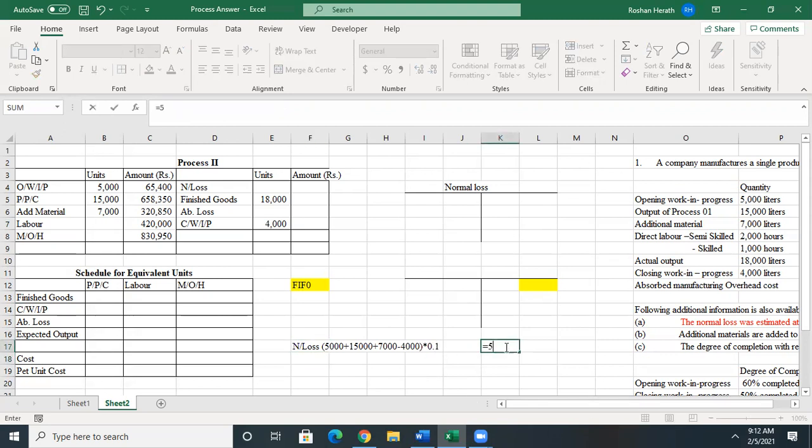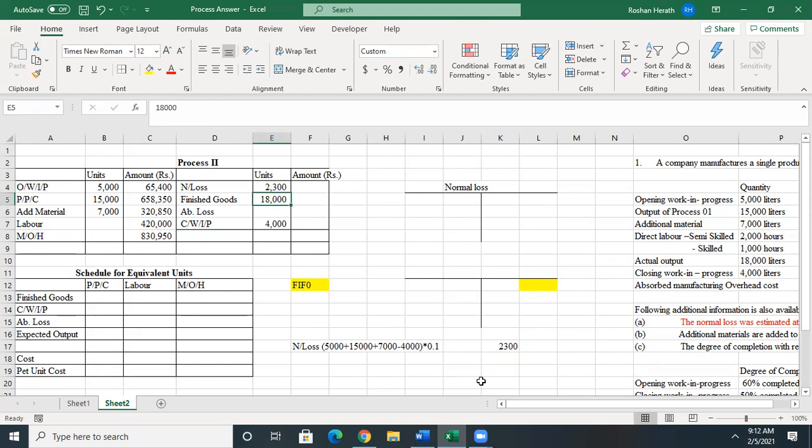So if we take it that way, we know 5,000, 15,000 and 7,000 minus 4,000, that is into 10%, this is it. So the normal loss unit is going to be 2,300.